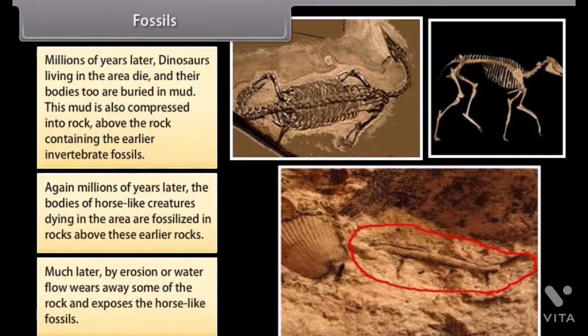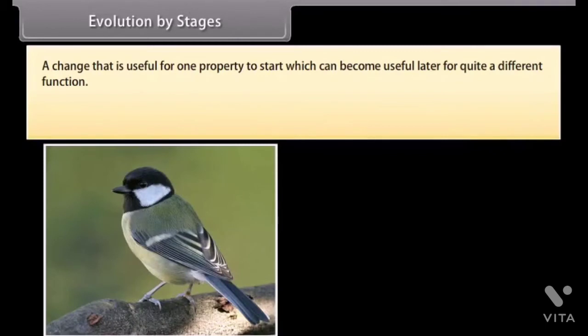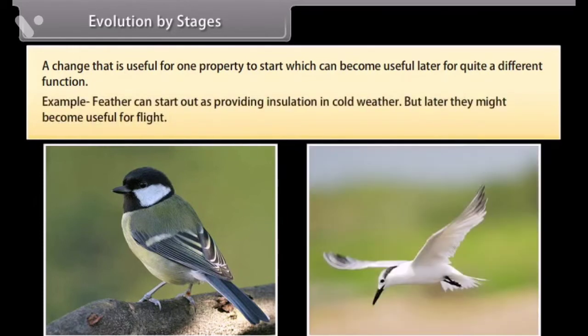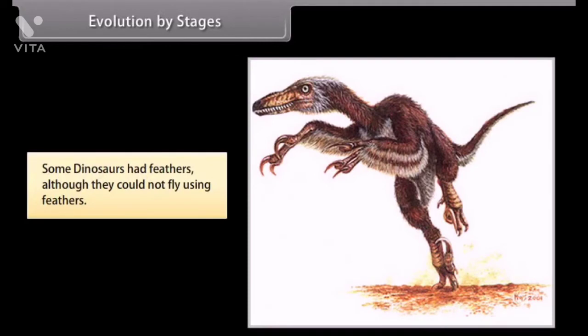Much later, erosion or water flow wears away some of the rock and exposes the horse-like fossils. Evolution by stages. A change that is useful for one property to start with can become useful later for quite a different function. Example: feathers can start out as providing insulation in cold weather, but later they might become useful for flight. Some dinosaurs had feathers, although they could not fly using feathers.